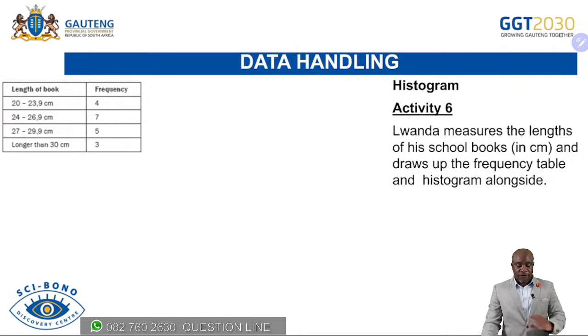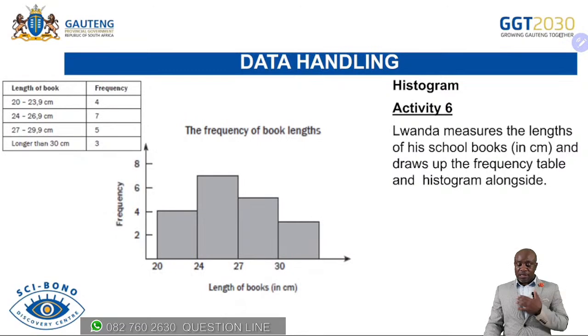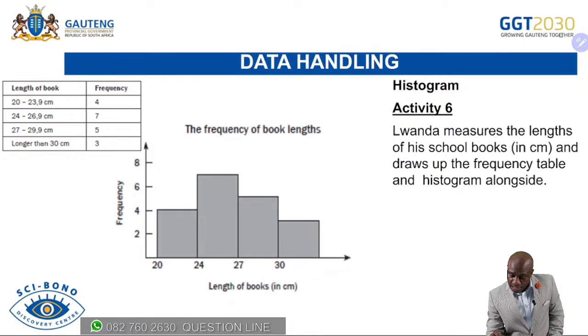Histogram is different from a bar graph, and the main difference is here. The histogram is used to represent data that is continuous in nature. And in most cases, you're looking at data that comes from measuring. So like you hear here, it says Luanda measures. If you listen to that question, it says he measures the length of his school books. I don't know for what reason he wants to know, he wants to know how long those books are. And he measures them and then represents them using a histogram.